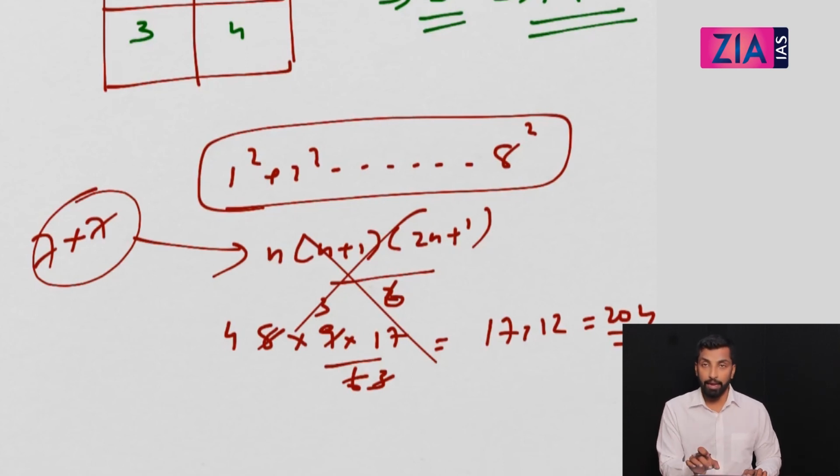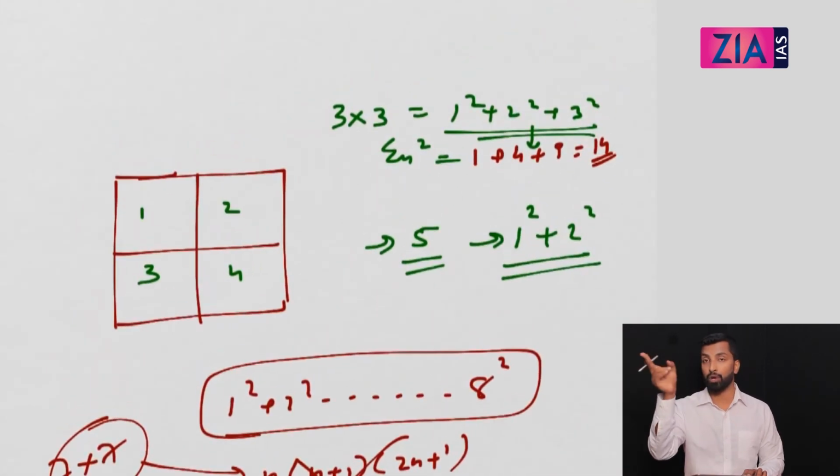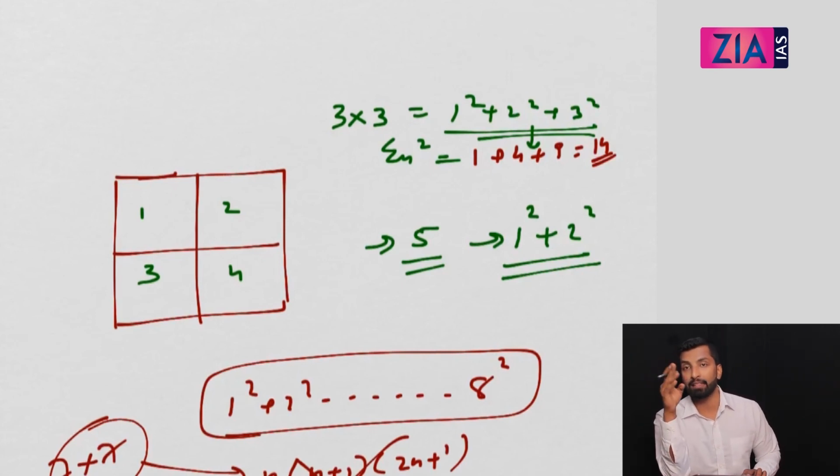So the number of squares in an n into n square is actually the sum of squares: 1 square, 2 square, 3 square, 4 square up to n square. And n can be anything. 4 into 4 square means 1 square, 2 square, 3 square, 4 square. If it is 10 into 10 square, 1 square, 2 square, 3 square up to 10 square.